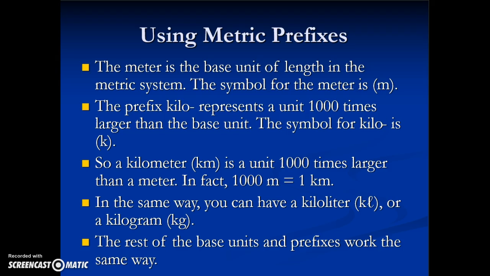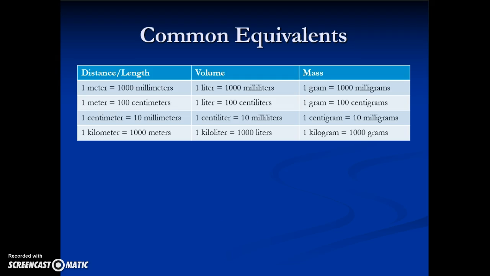The way you use metric prefixes is you say or write them before the base unit, which then changes the value of the unit to be some multiple or some fraction of the base unit. So a kilometer, because the prefix kilo means 1,000 times bigger than the base unit, a kilometer is 1,000 meters. You can also have kiloliters, kilograms. All of the prefixes work with all of the base units. Here are some common equivalents of the sort that we might see in a ICP lab.